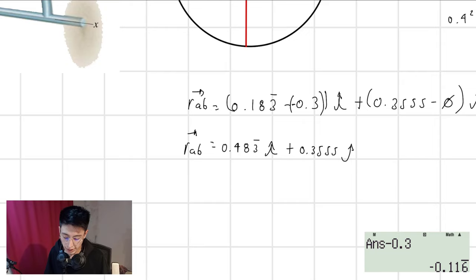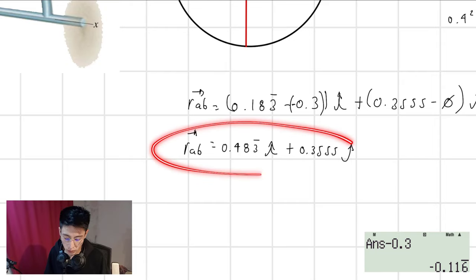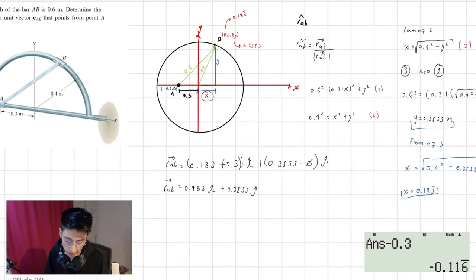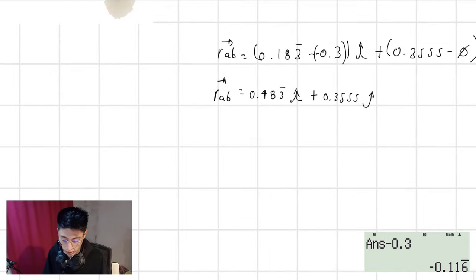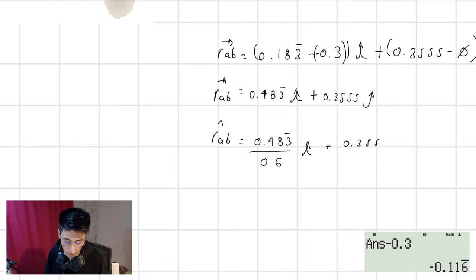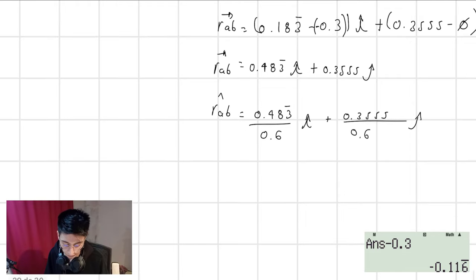What do we do next? Remember that we were doing all this because we needed this. All right, so the unit vector RAB is going to be 0.483 divided by 0.6, the magnitude, plus 0.3555 divided by 0.6, the magnitude once again.